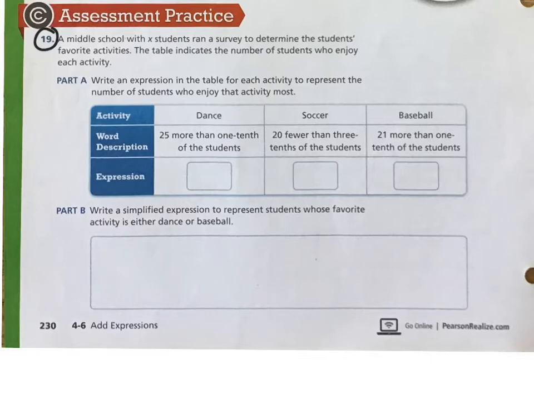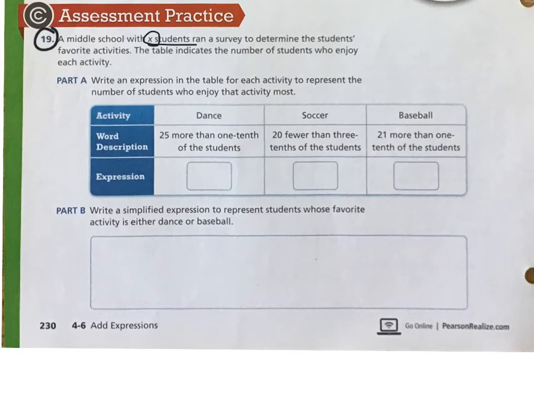Our last question with this lesson is number 19. I purposely picked this question because there is one that is on the assessment that looks very similar to this. A middle school with X students ran a survey to determine the students' favorite activities. The table indicates the number of students who enjoy each activity. Part A. Write an expression in the table for each activity to represent the number of students who enjoy that activity most. So we have 3 activities: dance, soccer, and baseball.